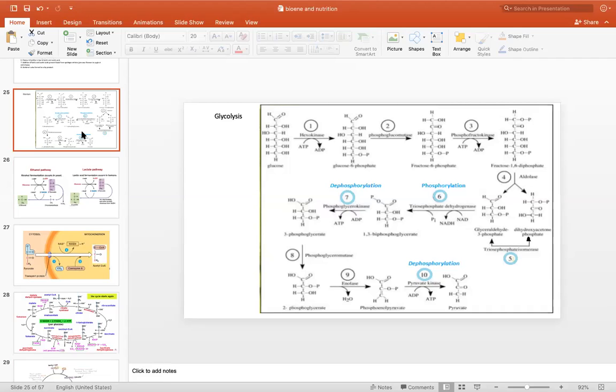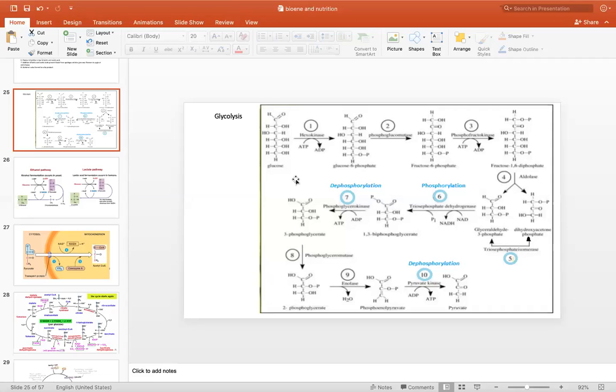The first step in aerobic respiration is glycolysis. Where does glycolysis take place in a cell? Guys, come on, tell me where does glycolysis take place? Very good, cytoplasm. Glycolysis takes place in the cytoplasm, the cytosol.